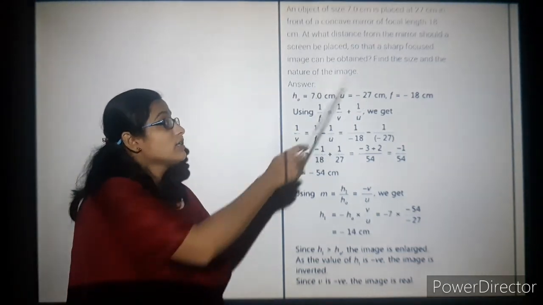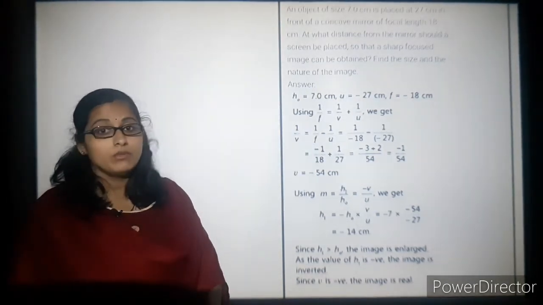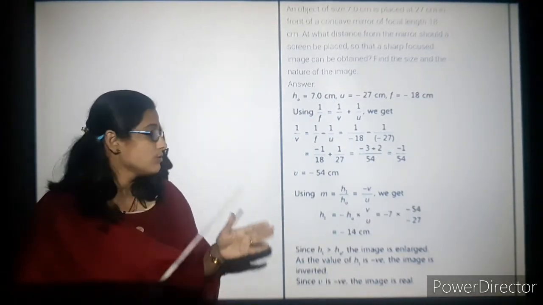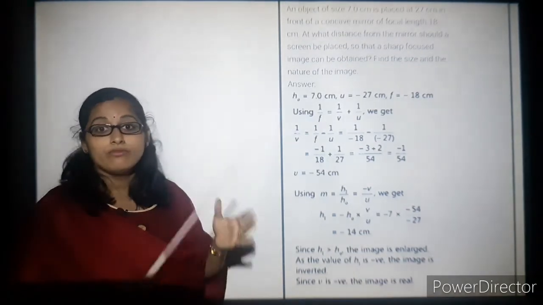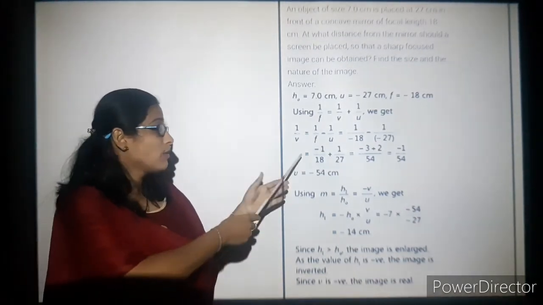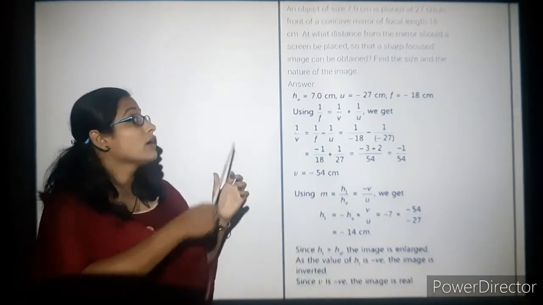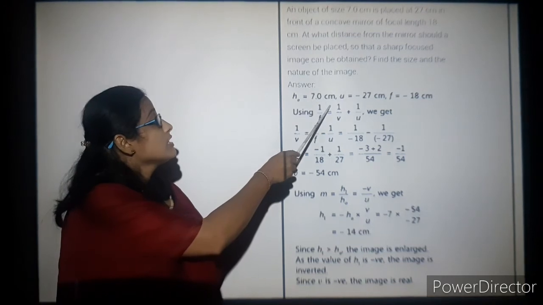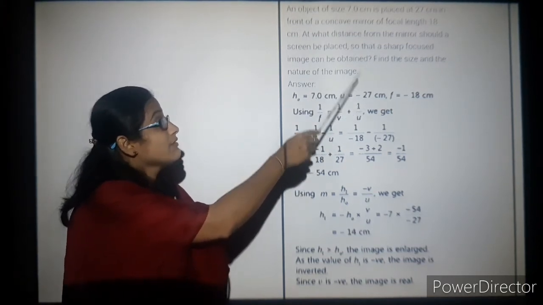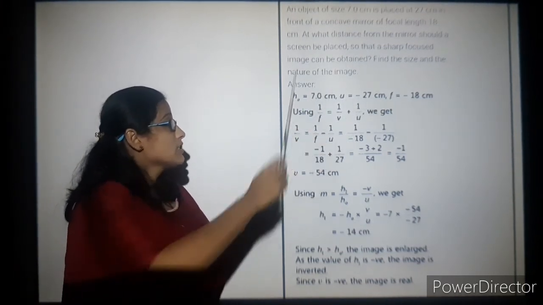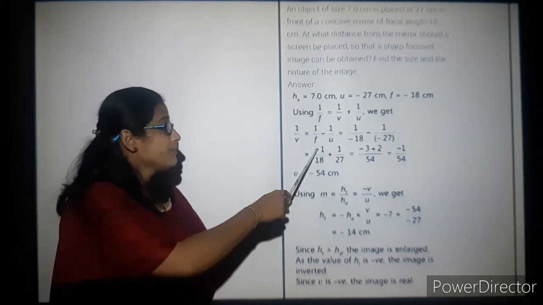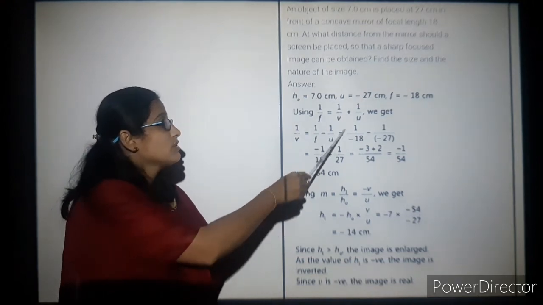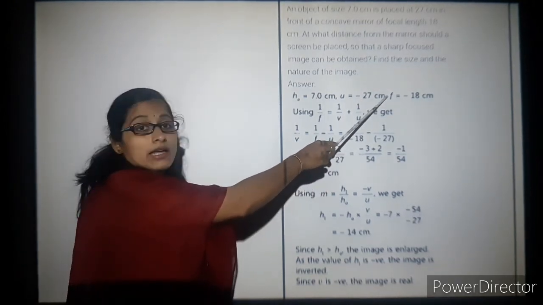So what you need to find here? Again, the size and nature of the image. So here also you need to substitute with respect to mirror formula, and also you need to find the magnification. Don't forget, wherever you have such questions. So h naught is 7 centimeters, u is minus 27, f is minus 18 centimeters. Substitute these values here. So 1 by v is equal to 1 by f minus 1 by u.